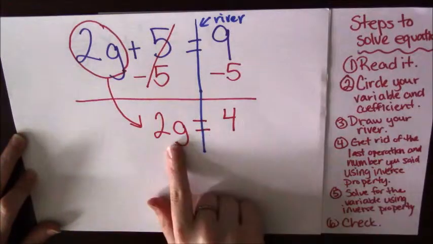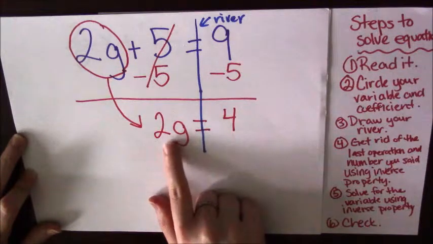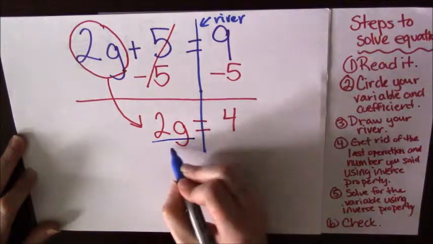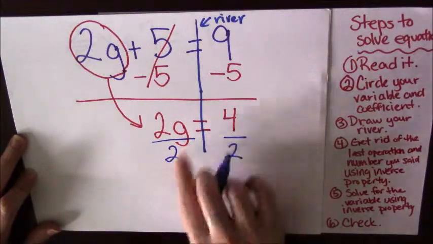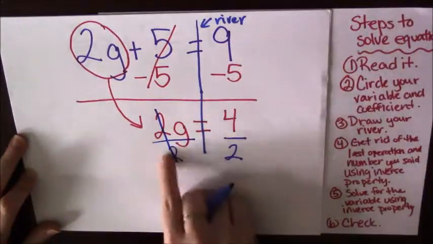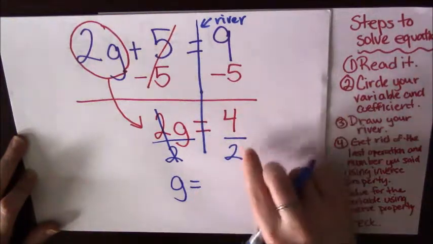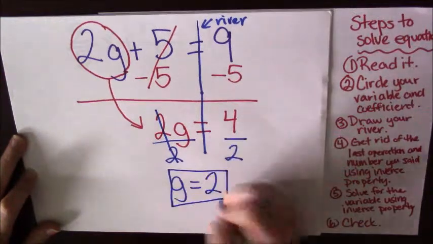And now I need to solve for my variable. Again, this says 2 times g. This is why we read it. It's multiply. What's the opposite of multiply? The opposite of multiply is to divide. So I must divide both sides by 2 so I can get g by itself and figure out what the answer is. So these cancel because 2 divided by 2 makes 1. So g equals 4 divided by 2, which is 2. So my answer is g equals 2.